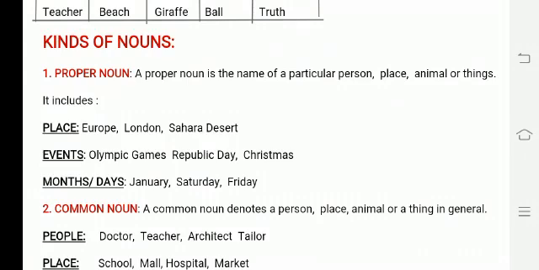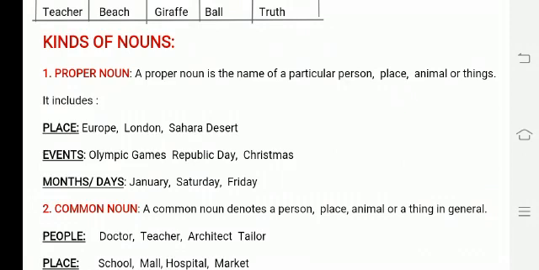Why have I focused on the word particular here? Particular means I am specifically talking about something. Once again, a proper noun is the name of a particular person, place, animal, and things. It includes place, events, months, and days.